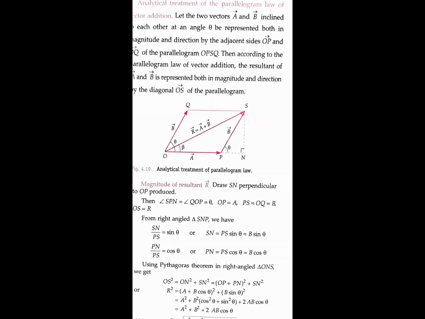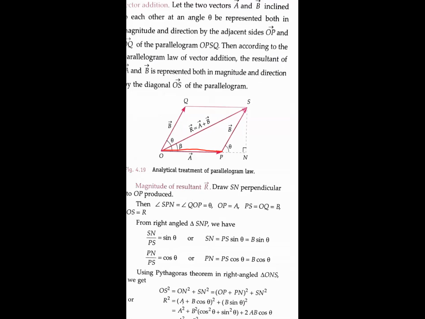So parallelogram law. Here we know children that we are given two vectors, vector A and vector B. This side of the parallelogram, that is QP, is represented by vector A, both in magnitude and in direction. Similarly, the other vector, that is vector B, is represented by the adjacent side of the parallelogram in magnitude and direction both. Right children? This much is clear. Now this is also very easy.